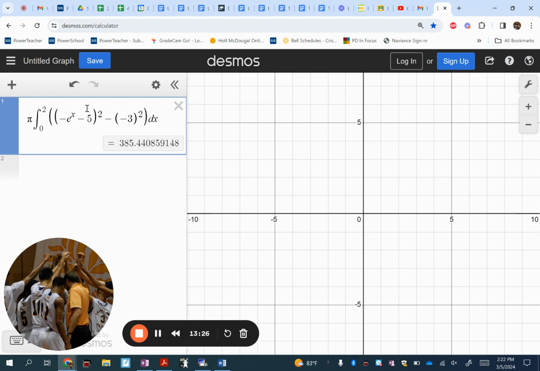So the volume for this shape is 385.441. So Alan, you asked about rounding. Notice the 8 after the hundredths place, the thousandths place. The 8 there is going to make that 0.441.